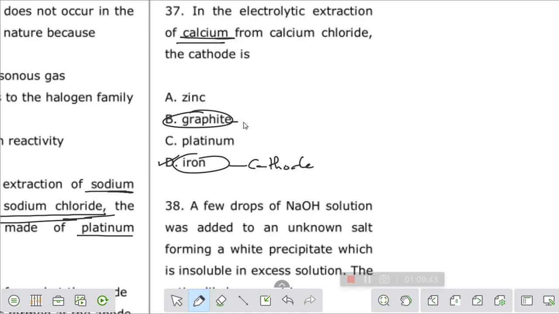Why will your graphite be your anode? Please take notes. Don't forget, in the electrolytic extraction of calcium, our anode will be graphite and our cathode will be iron. So please try to take note of that.